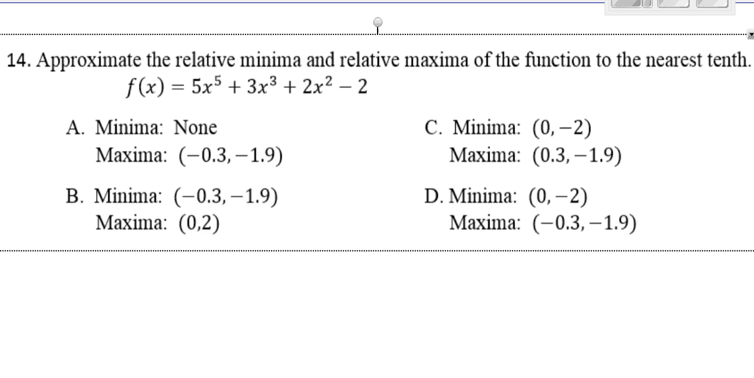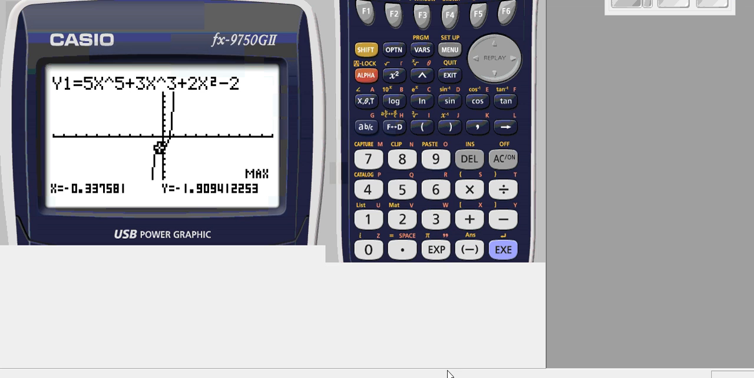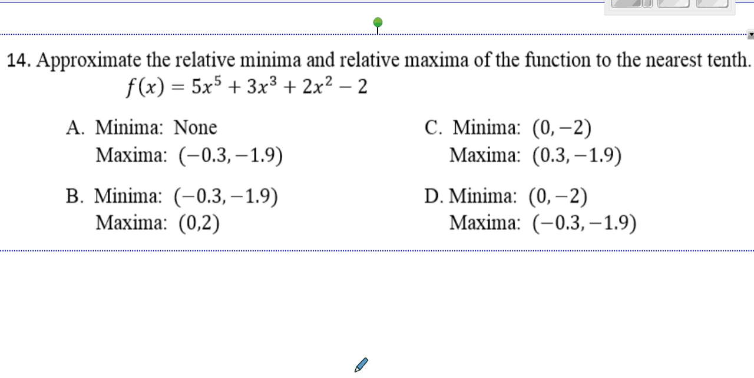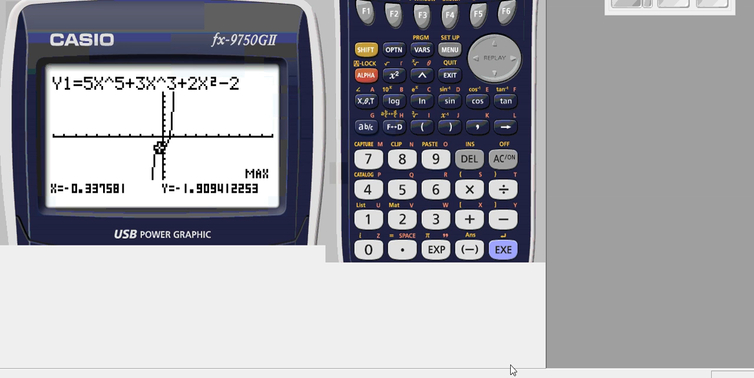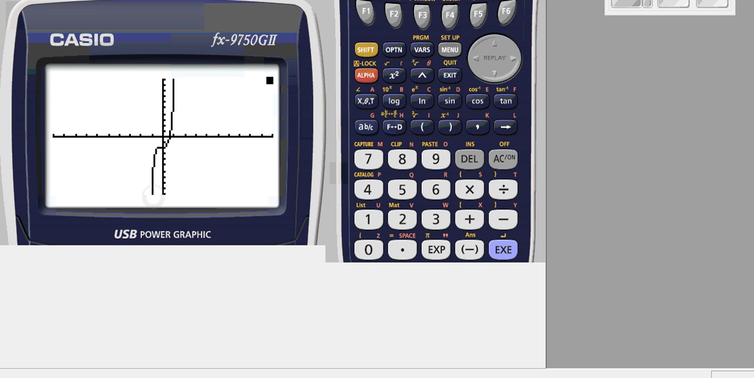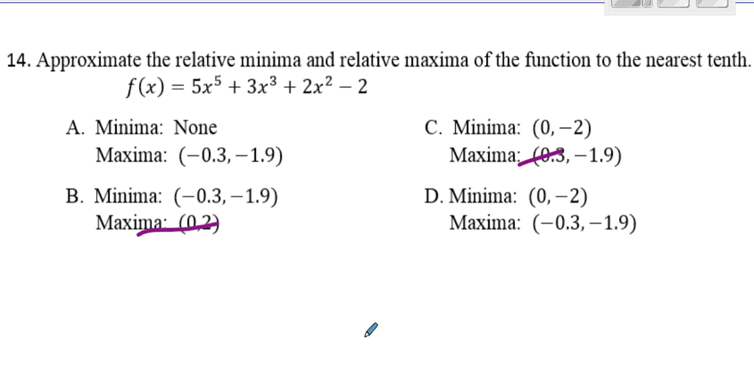So our maximum is negative 0.3, negative 1.9. Not that one. Not that one. We're down to either A or D. Then you do G solve min to get the minimum. And 0, negative 2 is your minimum. 0, negative 2, that one. Oh, wait, I crossed that one out already, though. D.